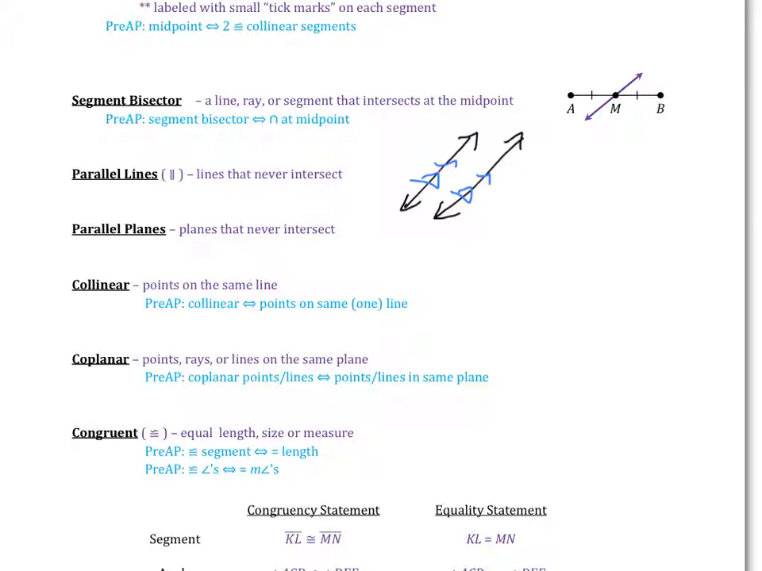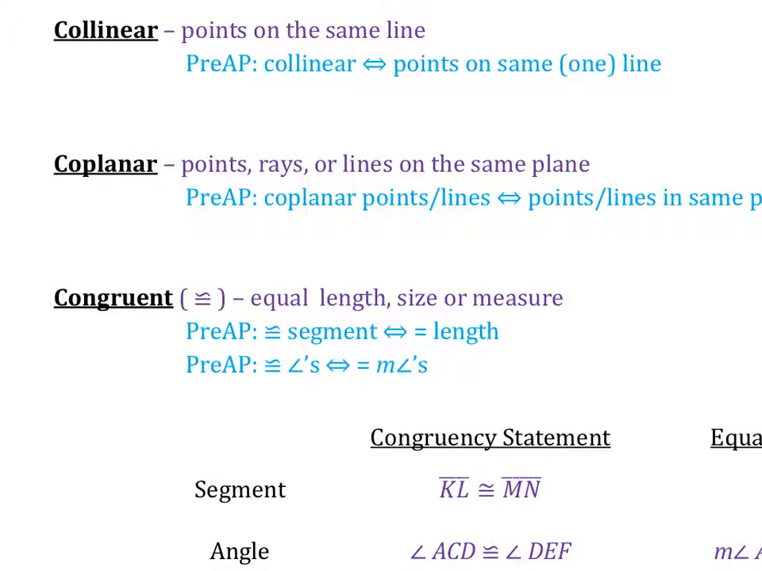Congruent, with this symbol like an equal sign with a squiggly line above it, means equal length, size, or measure. When they talk about congruent, they're referring to a picture of 2 things that are the same length, size, or measure. For example, a segment. Congruent segments means that they have equal length. Congruent angles means that you have equal measure of angles.